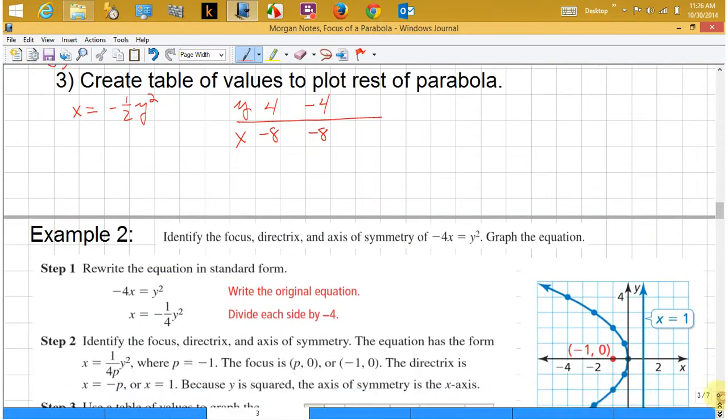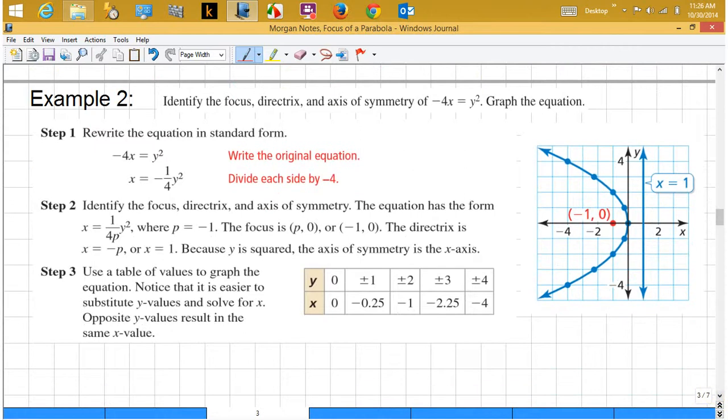Here's an example in the book. So you can see how they did one. If you need to stop it and take a look at it, now's a good time to pause it.